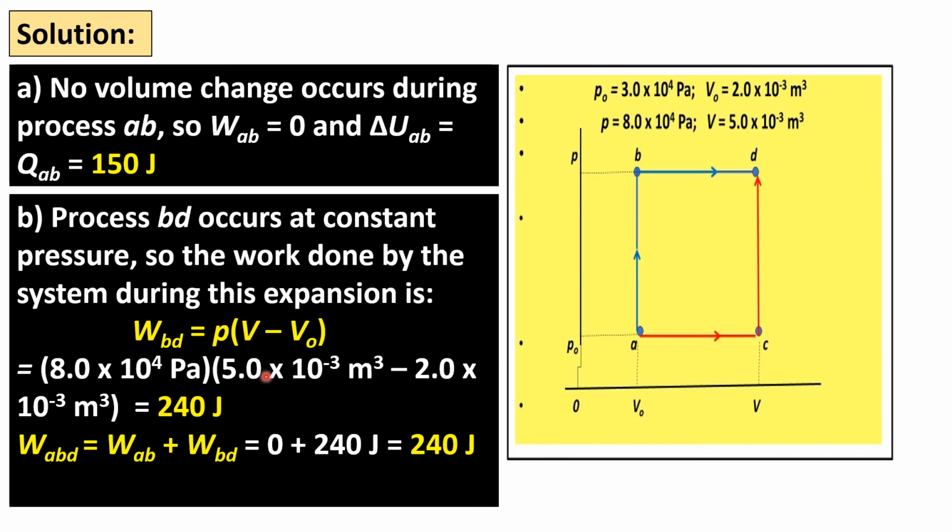We therefore emphasize that the work done in the whole process in moving from the initial state A to the final state D, passing through the state B, is just equal to WABD, or the sum of the two works, WAB plus WBD. Since WAB is equal to 0, that gives us a value of the work done by the system also equal to 240 joules.